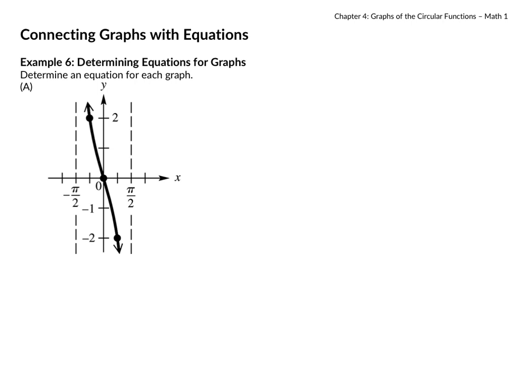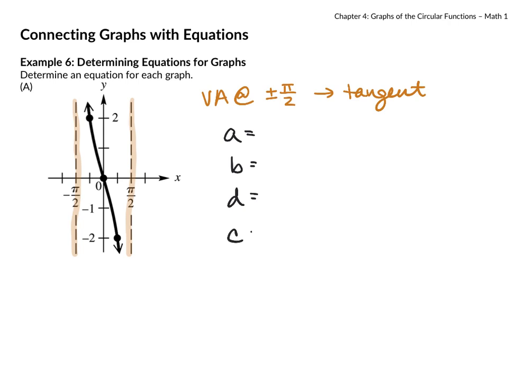Well, I see here in this function that we have vertical asymptotes at -pi over 2 and at pi over 2. That's an indicator to me, since the vertical asymptotes are at plus or minus pi over 2, that this is a tangent function. So I know what I'm going to be writing. I now just need to figure out what a, b, d, and c are going to be equal to.